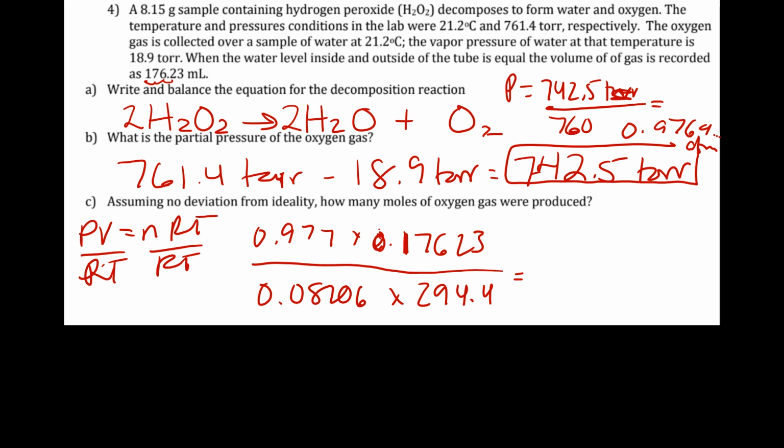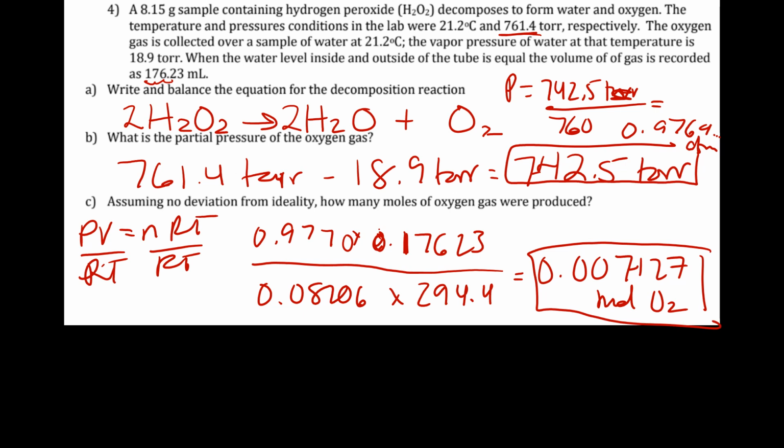Let's see. Oh wait, with the sig figs here, we should have had 4 sig figs. So it would be 0.007127 moles of O2. So we'll try to keep that in mind. You have that on your paper, hopefully.